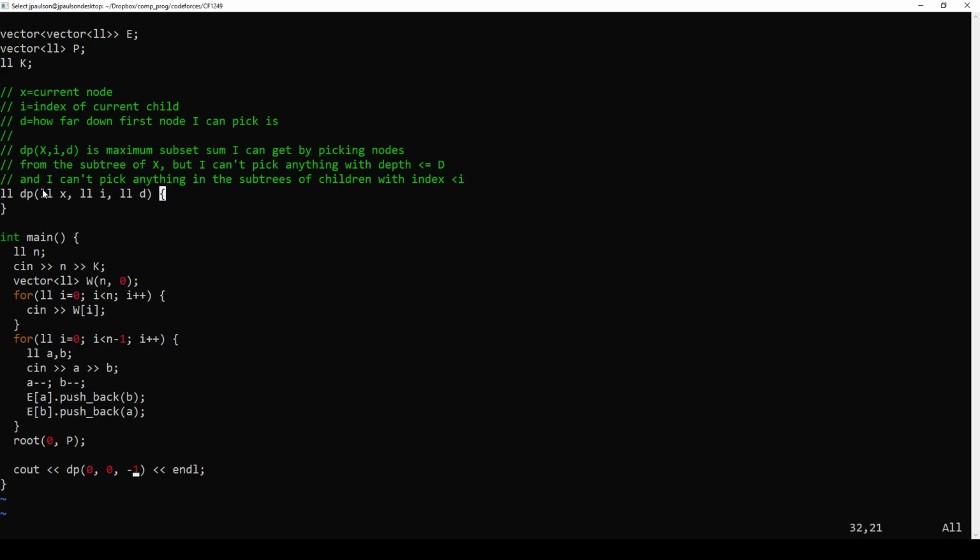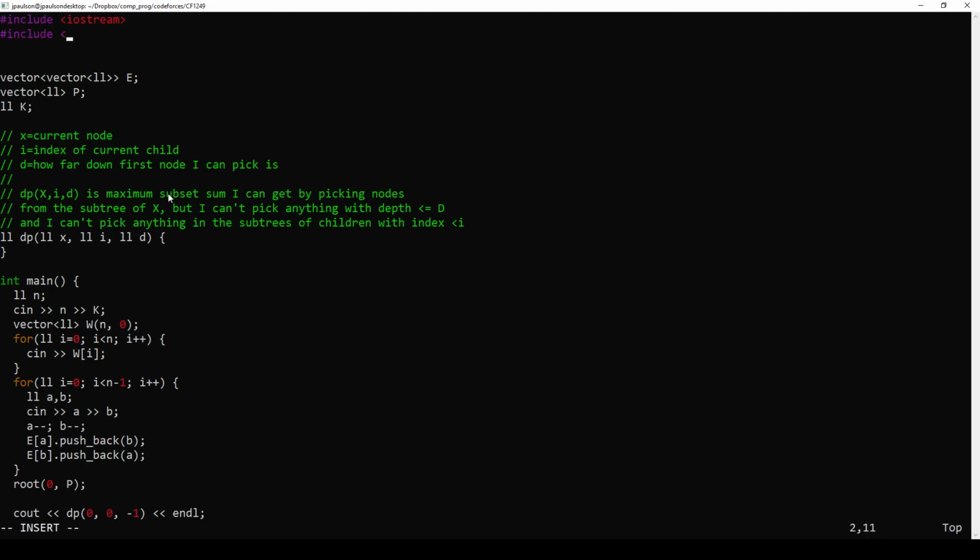And so the total number of calls is only going to be, there's n of these, and then there's k possible distances. So the total number of calls is going to be something like n times k. As long as we can resolve each call in O of n time, this will run quickly. That's the general concept of DP in general and tree DP in particular.